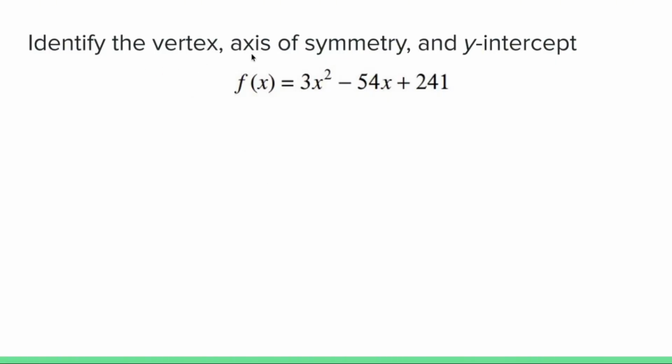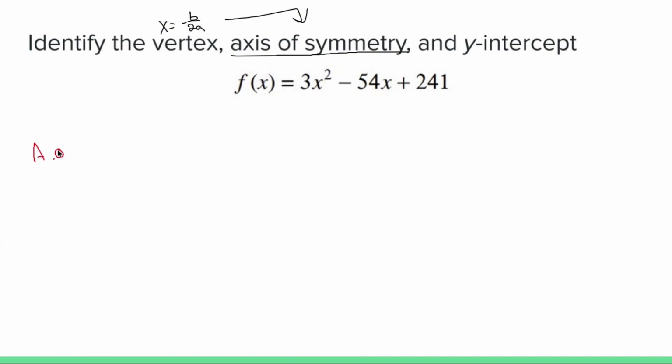Identify the vertex, the axis of symmetry, and the y-intercept. Well, let's actually do this. Let's find out the axis of symmetry, because when we find the vertex, we actually find the axis of symmetry. The vertex is found by taking x equals negative b over 2a and then plugging that value in to find your y value. Well, x equals negative b over 2a also happens to be the axis of symmetry.